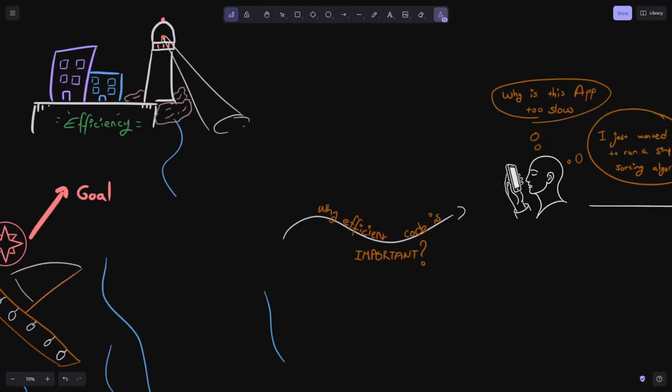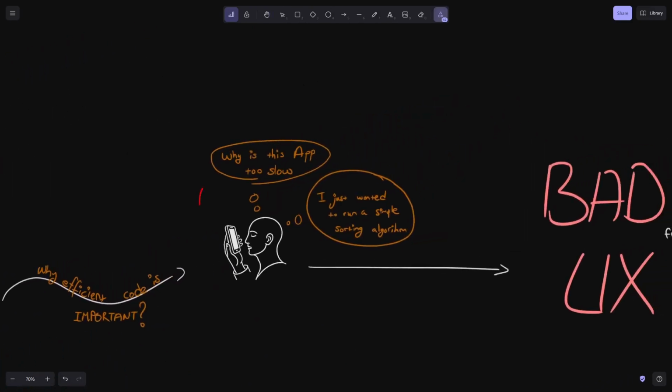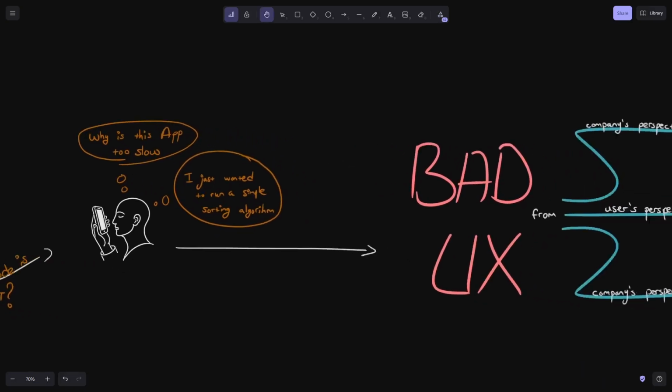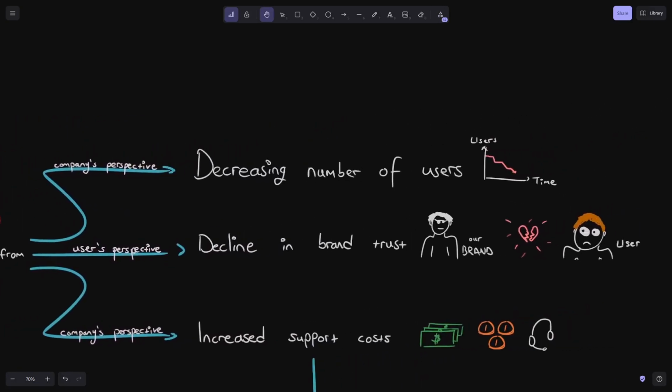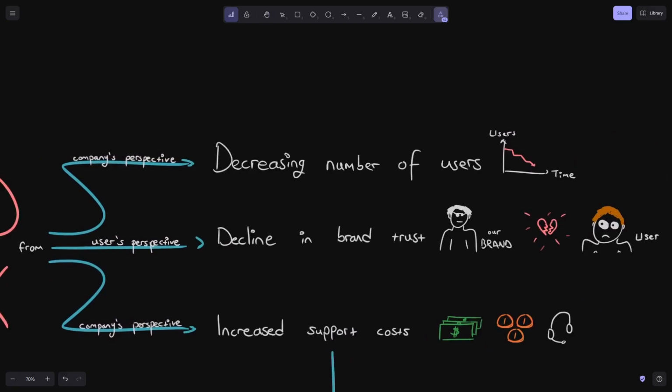Well, is it really that important to sail towards the harbor of efficiency? Let's consider an application that contains algorithms that are long-running and inefficient. In such an application, it is inevitable that users will continuously complain and be unable to achieve what they desire. This means a poor user experience, and a poor user experience would be disastrous for both the company and its users.